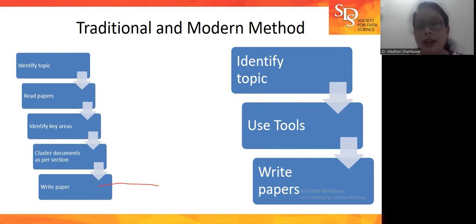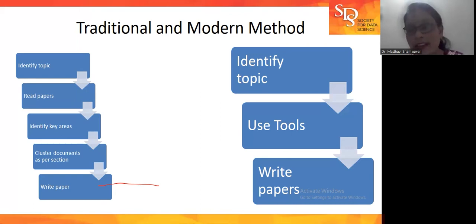Apart from Prisma, I would say that with the use of modern tools, the literature review process becomes very simple, very much easy. So what we have to do is just identify a topic. As I have said, for today's webinar, I am going to use smart agriculture as the research key area. Then after identifying this key area, we have to use the tools, and then we have to write the papers.